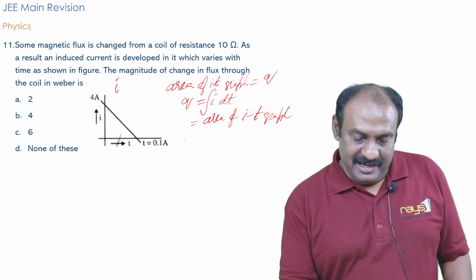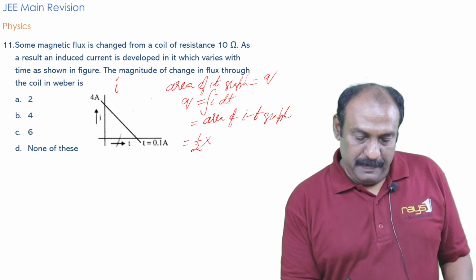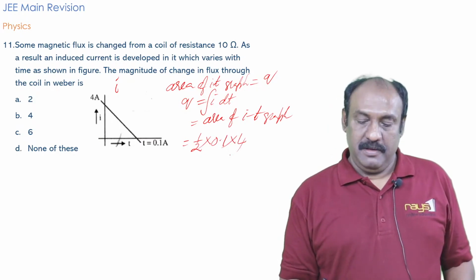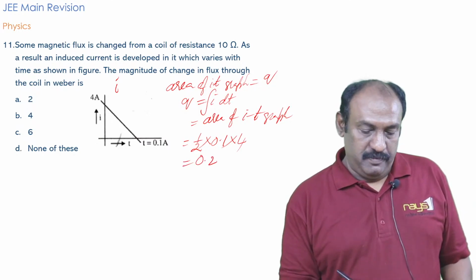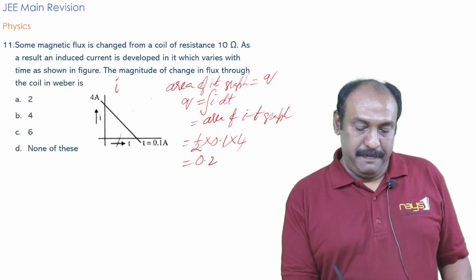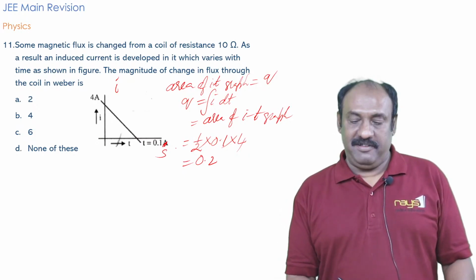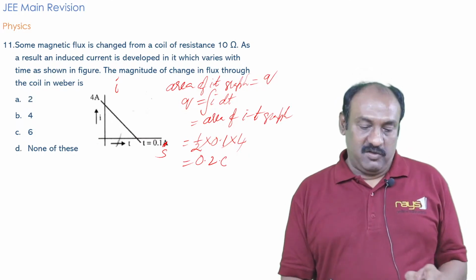So what is the area here? Half into base, which is 0.1, into height, which is 4 ampere, that equals 0.2. Is there any micro value? No, only ampere and time in seconds is given. So 0.1 second it is. So 2 coulombs is the charge flowing to the coil.